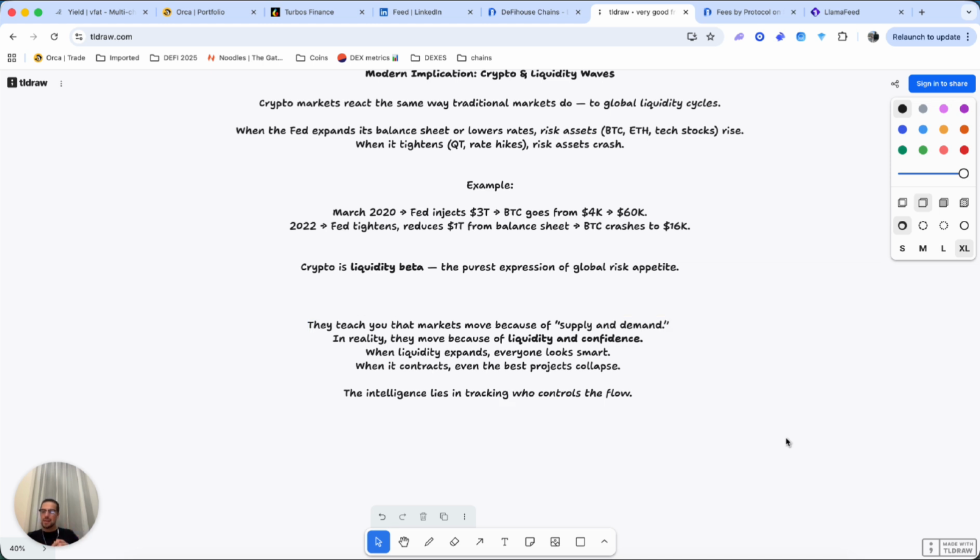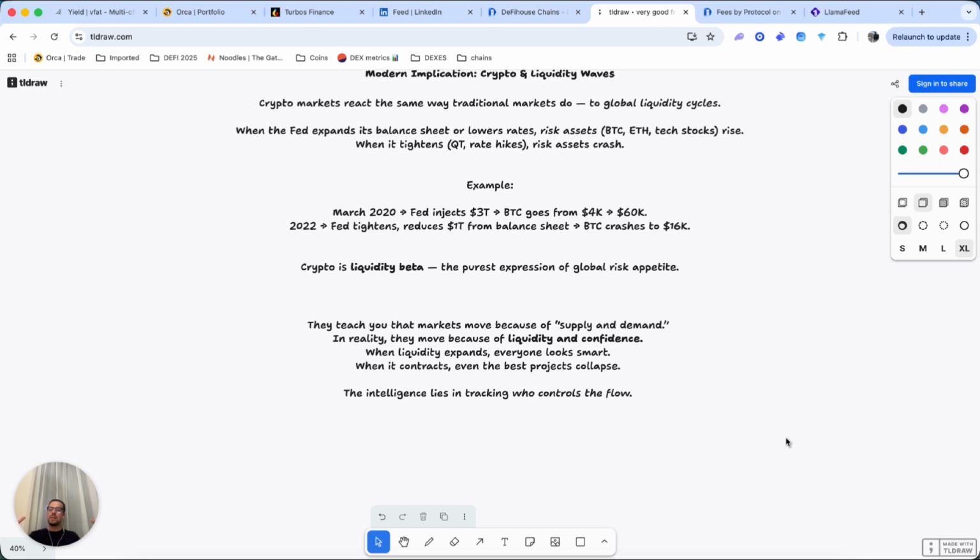So just to summarize and close this lesson, they teach you, by they I mean standard financial educational systems, university, schools, textbooks, that markets move because of supply and demand. In reality, they move because of liquidity and confidence. When liquidity expands, everyone looks very smart because everything is pumping. It's so simple. When liquidity expands and is being injected into the system, everything is going up. So everyone seems very smart because whatever they do, it's profitable.